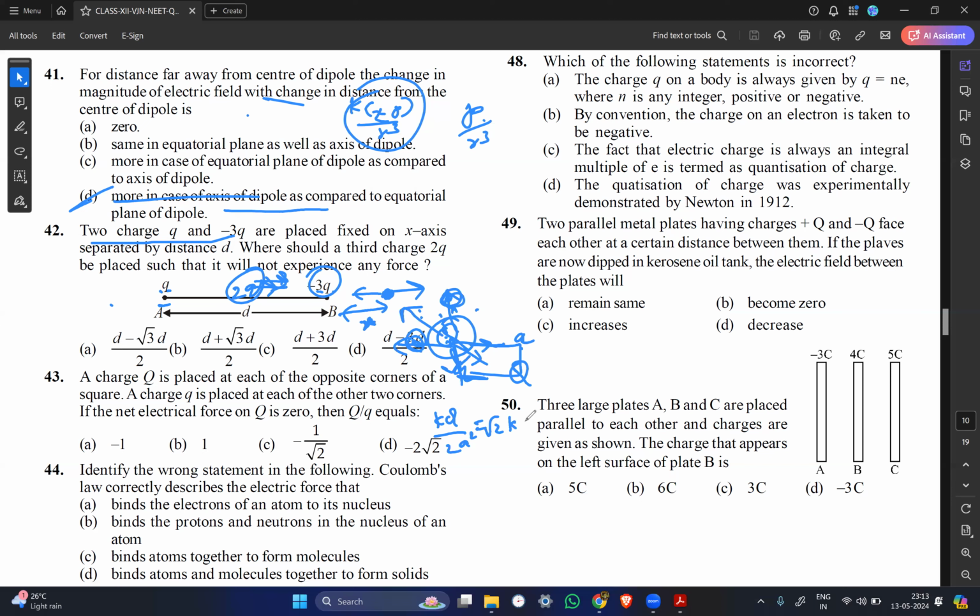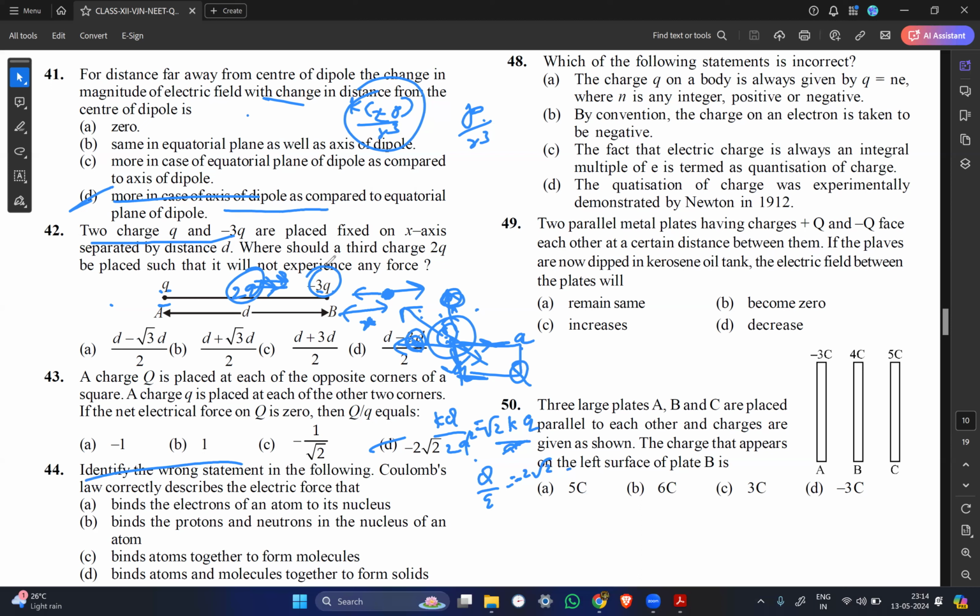So root 2 k q by, due to each it will be a square, that's all. So a cancels, q by Q will be 2 root 2, but they are attracting, so minus 2 root 2. So 43 is D.